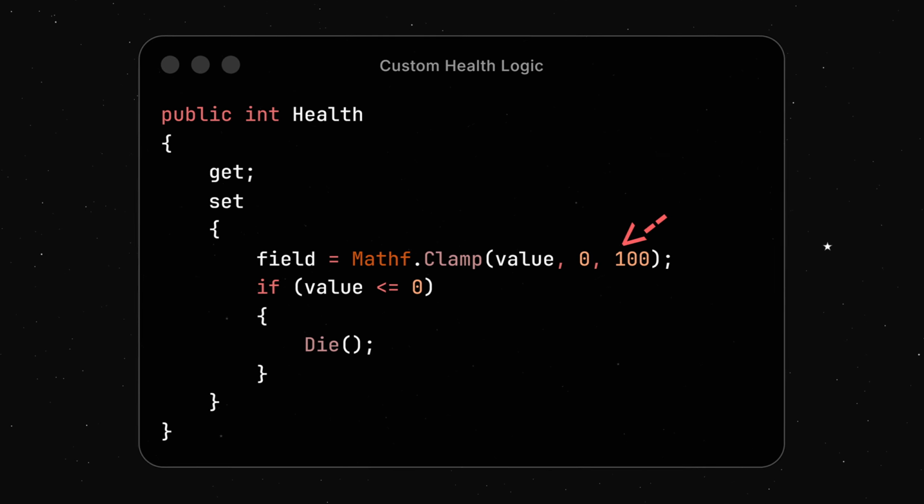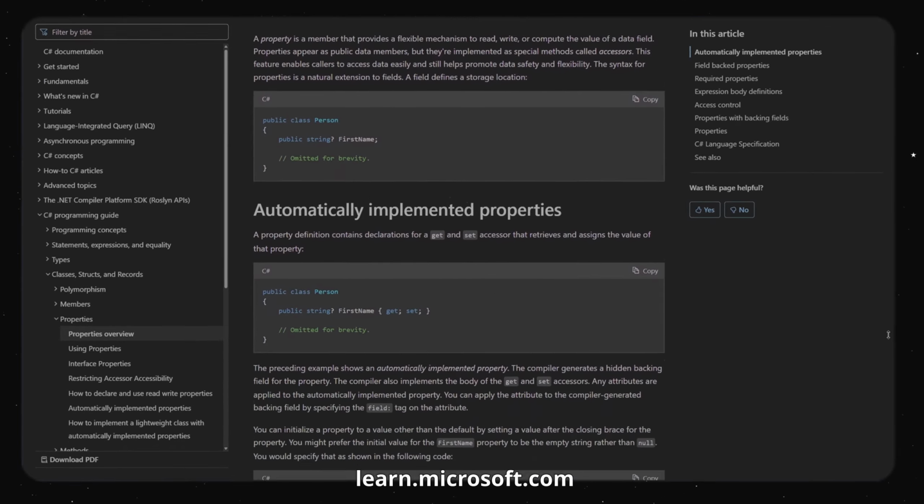Properties also let us validate or clamp values when setting them. In this example, no other script can set your health to 500, if 100 should be the maximum. You could also add logic when it reaches 0, for example calling a die method. You can find many more examples in the Microsoft documentation.